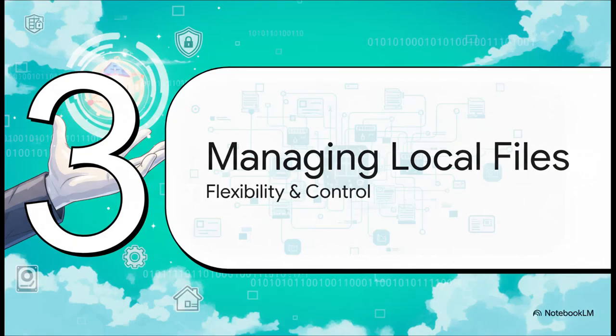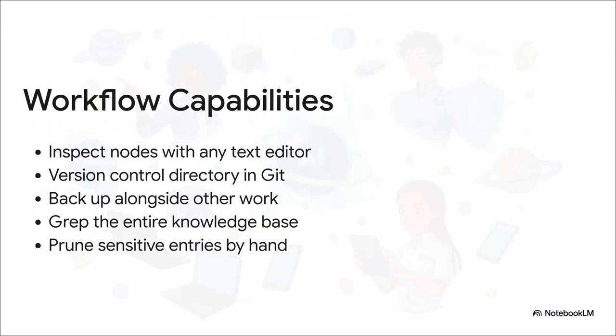All right, let's jump into section 3, managing your local files. Because of this local architecture, the workflow is incredibly actionable. You can inspect nodes with any text editor, version control the whole directory in Git, back it up to normal drives alongside your other work, grep the entire knowledge base, or manually prune sensitive or wrong entries. I mean, since everything lives as a simple markdown file in a directory you own, you manage your AI's memory using the exact same methods you use for any other file.